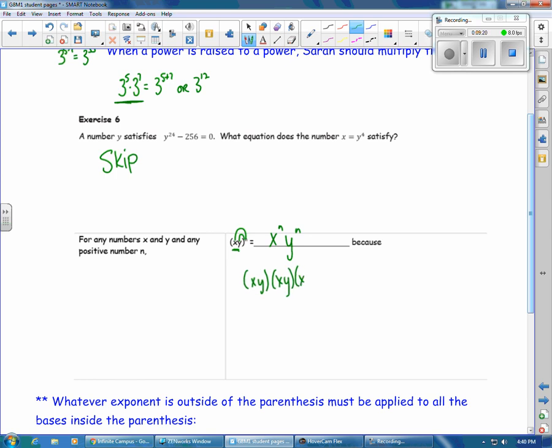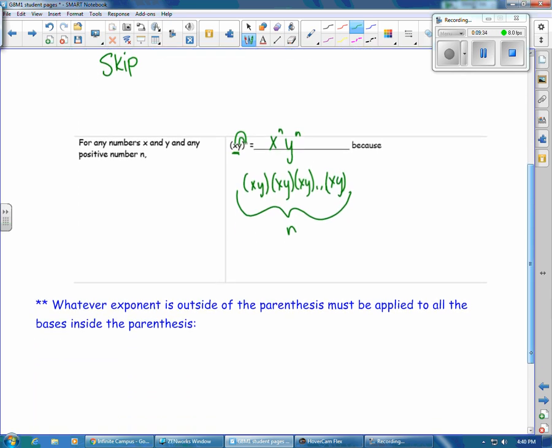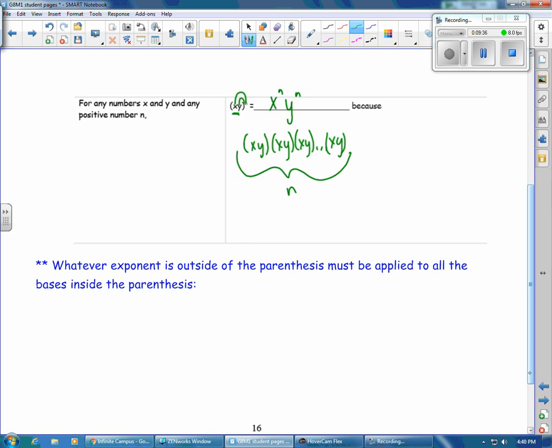times xy times xy, however many times n is. So it has to hit both things inside the parentheses. So I'd like you to take a note here. Whatever exponent is outside the parentheses must be applied to all of the bases that are inside the parentheses. And we can give a couple of examples here.